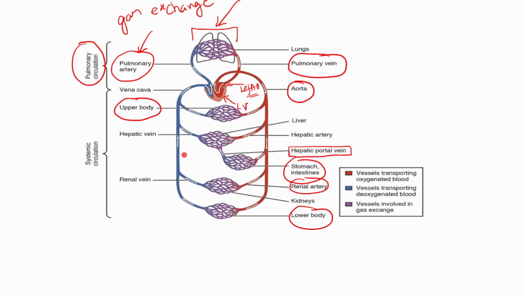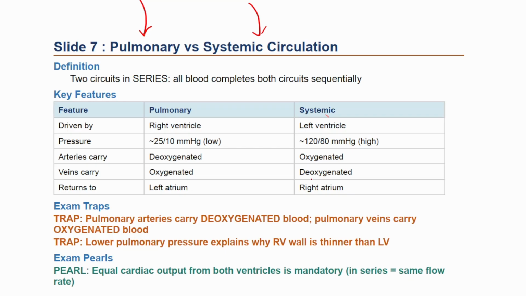Now that we have mapped out the anatomical and pressure relationship of these dual circuits from first principles, let us transition directly to our text and anchor these concepts to the exact parameters, comparisons, and high-yield traps on slide 7. As defined on slide 7, the human body utilizes two distinct circuits arranged in series, ensuring that all blood completes both circuits in a mandatory continuous sequence. The pulmonary circulation is structurally driven by the right ventricle and operates under a low pressure head of approximately 25 by 10 mm of mercury.